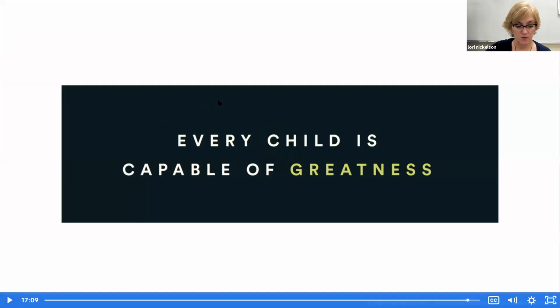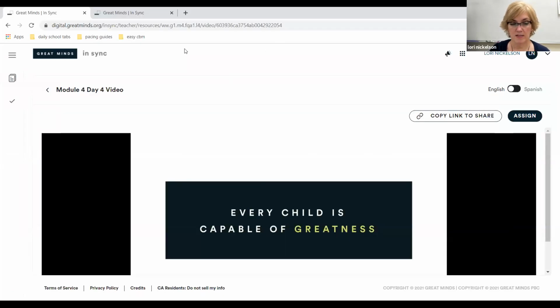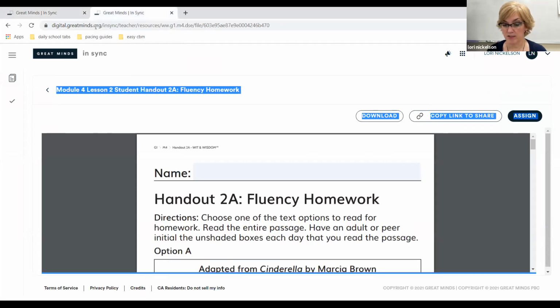All right, so I am going to go into our fluency because we need to practice that. So if you will have this, it's 2A fluency.